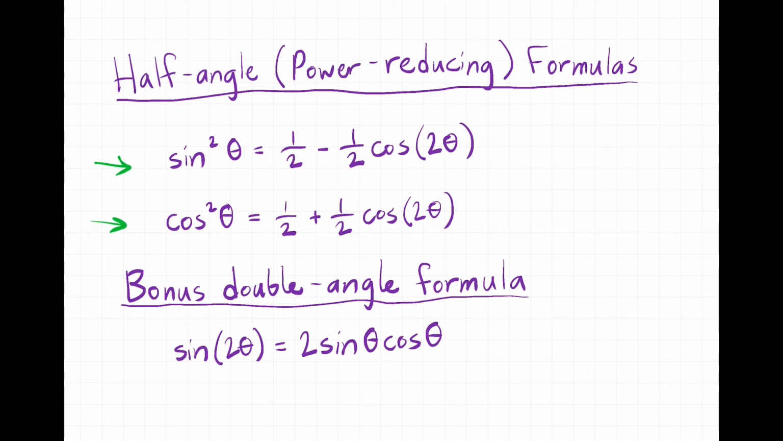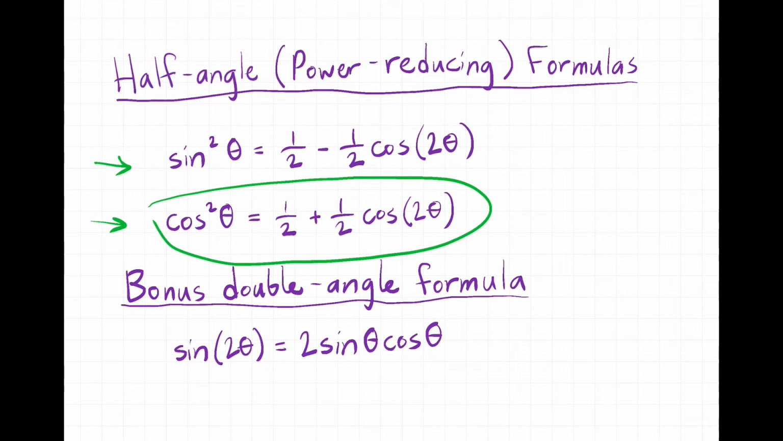So in particular, sine squared of theta is equal to 1/2 minus 1/2 cosine of 2 theta. This means whatever theta is, whatever the argument of your trig function is, you will replace it with an expression that has a lower power, but the argument of the trig function is doubled. And cosine squared of theta equals 1/2 plus 1/2 cosine of 2 theta. In this case, we'll want to use the second one right here.